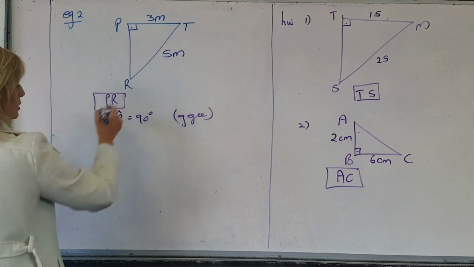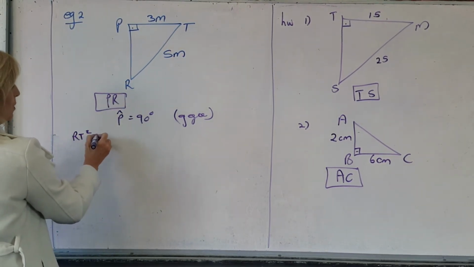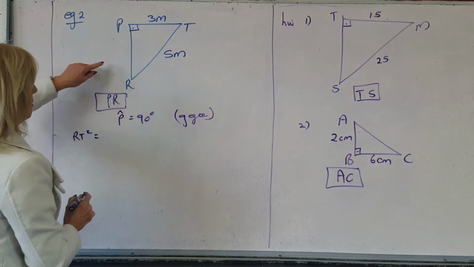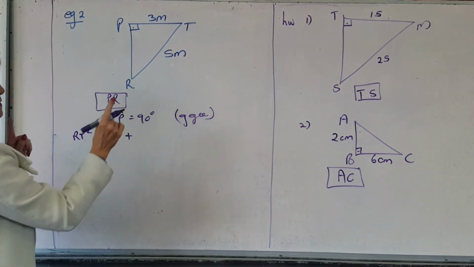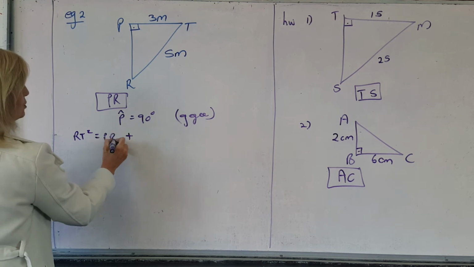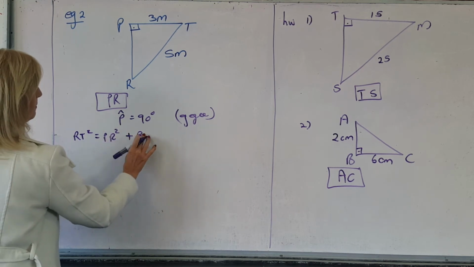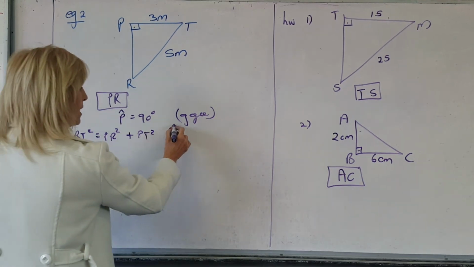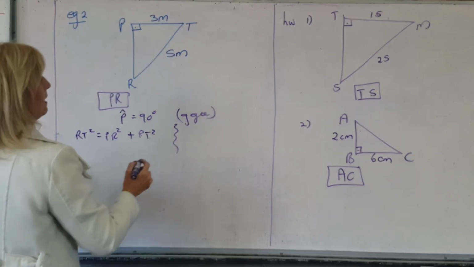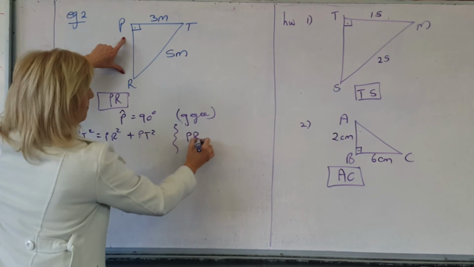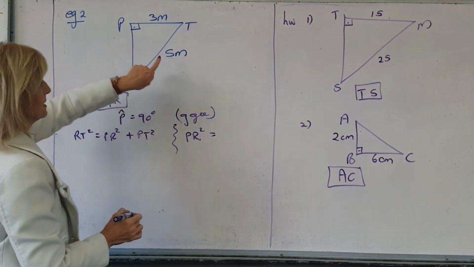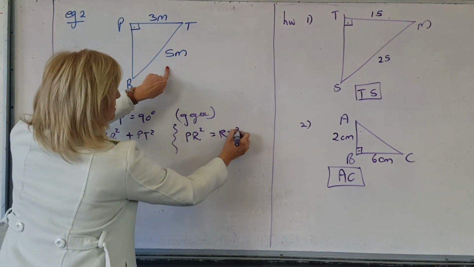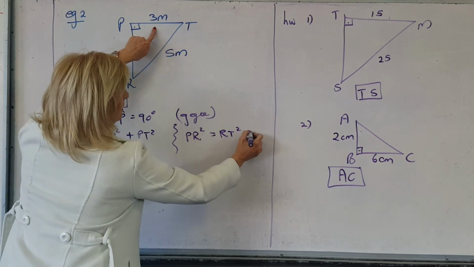Which is the hypotenuse side? RT squared will be equal to the sum of the other 2 sides. It doesn't matter, PR squared plus PT squared. Of dan nou jou ander opsie sou gewees het. If I want to say PR squared, dan is dit gelyk aan die skynsy wat RT is, trek af PT kwadraat.